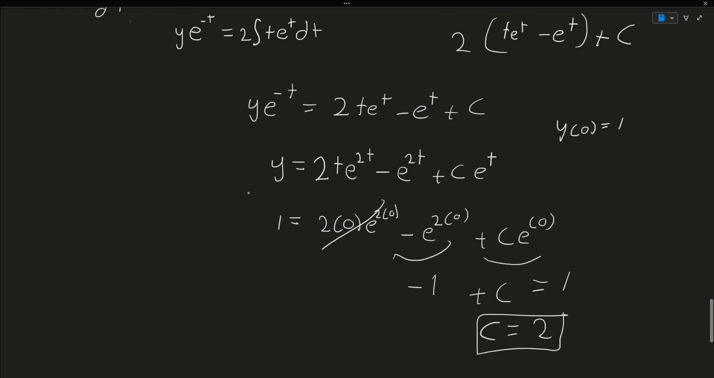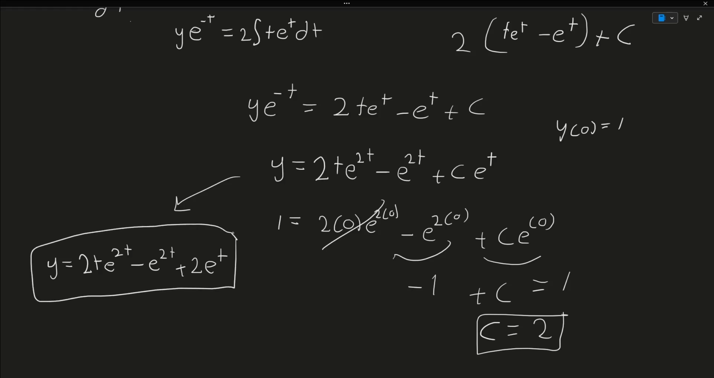So now that we know c, we can just plug c into this equation and find the particular solution. y equals 2t e to the 2t minus e to the 2t plus 2e to the t. And this is the solution of your differential equation.